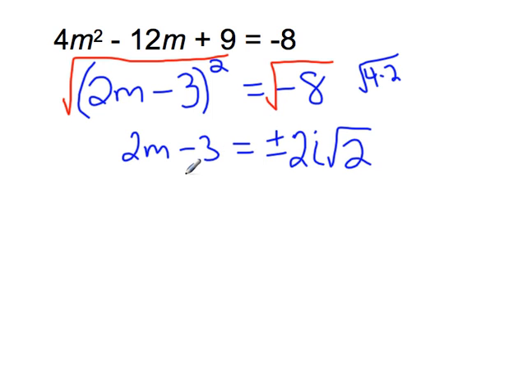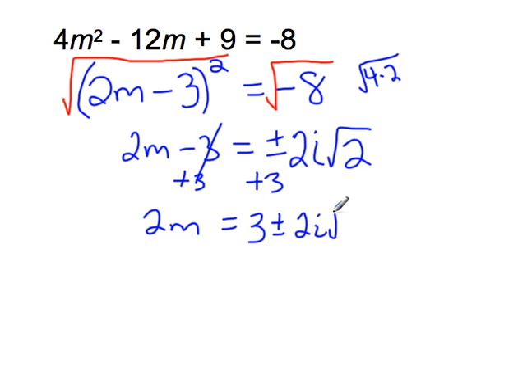Now what I'm going to do is add 3. So I have 2m equals, remember we put the 3 first, plus or minus the 2i square root 2, real part plus or minus imaginary part. Now we divide everything by 2. And for this problem, it really is a lot easier if you divide both of these by the 2, and you'll see why, because this is going to take care of some math right away for you.